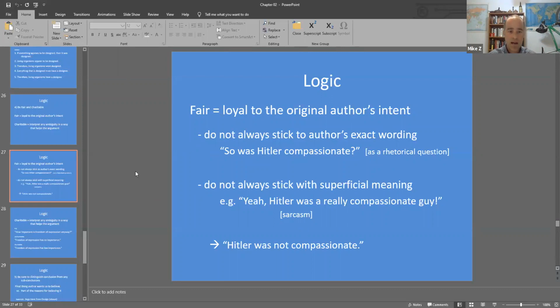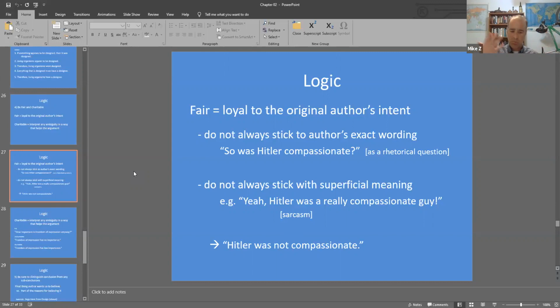So, who knows, maybe some people are talking about policies in Germany in the 1930s or something like that. And so this issue of the Holocaust comes up, or maybe they're comparing something that's happening today to what the Nazis were doing. And so somebody, as part of their argument, says, yeah, well, so was Hitler compassionate? Well, it's a question, right? It's not a statement.